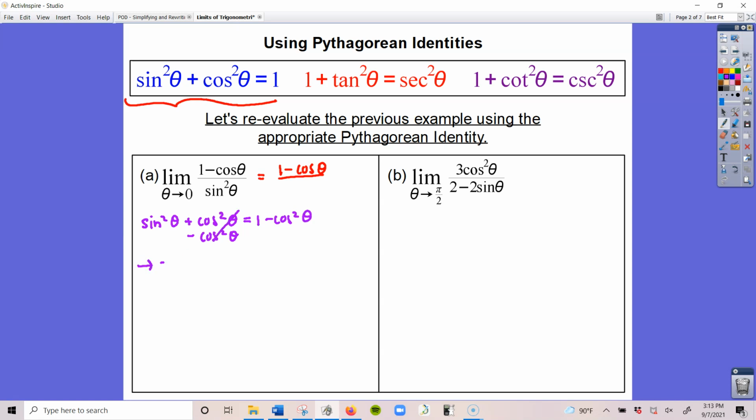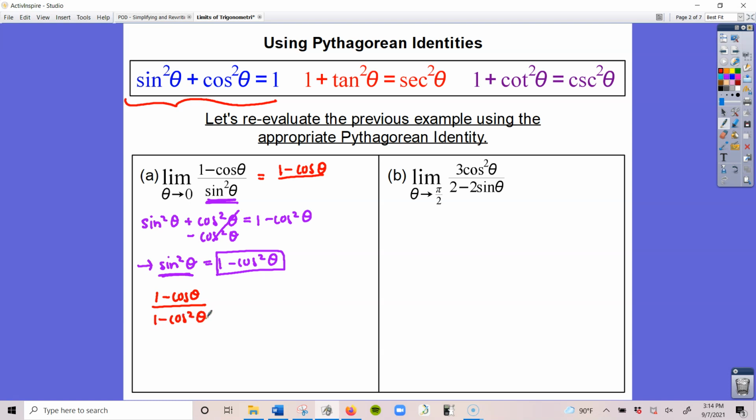This leaves me with sine squared is equal to 1 minus cosine squared. So I can take the sine squared, right, because that's what this is, and replace it with this. So let's rewrite that function so far. We have 1 minus cosine theta over 1 minus cosine squared theta.